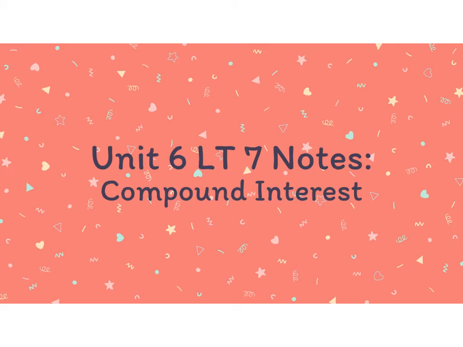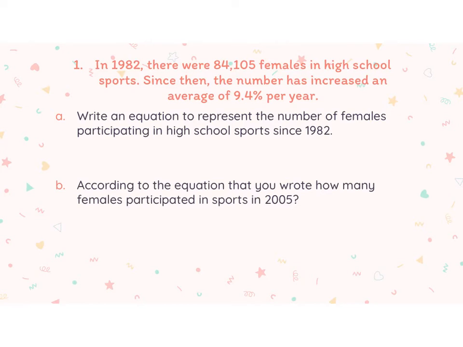Today we are talking about compound interest. So before we get into the compound interest equation and how we use it, we are going to review exponential equations and how we would write them and what kind of key information we look for when we're reading a situation. So in this example, it says in 1982, there were 84,105 females in high school sports. Since then, the number has increased an average of 9.4% per year.